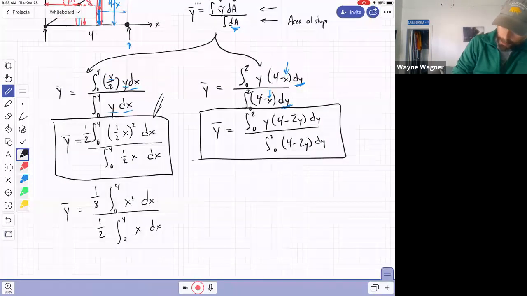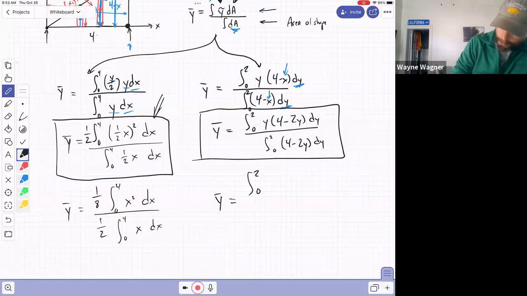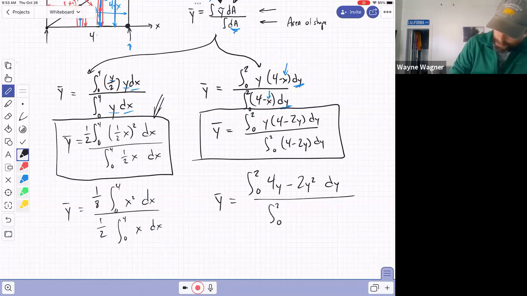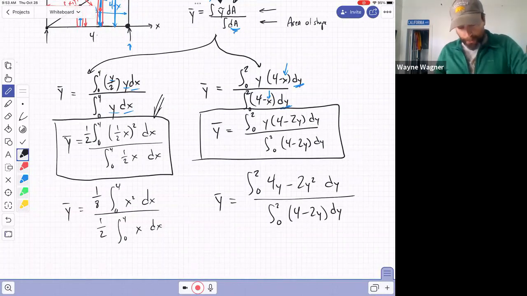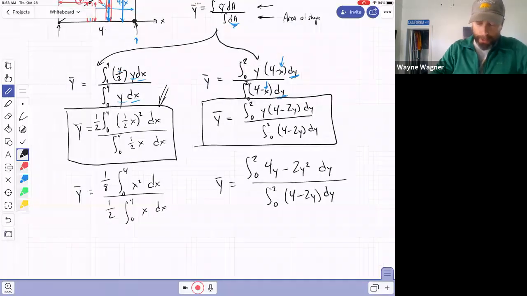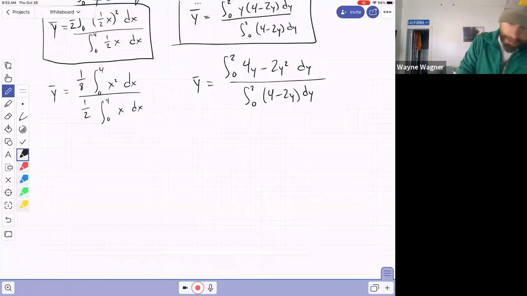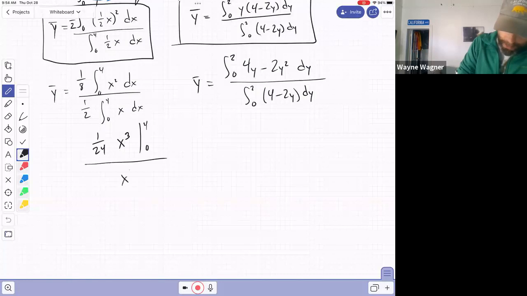Okay, over here, I'm going to say that y bar equals the integral from 2 to 0 of 4y minus 2y squared dy over the integral from 2 to 0 of 4 minus 2y dy. For most of us, I think the one on the left is going to be easier, but you can do either one. I'm just going to walk through these. So this will be x cubed divided by 3. So this will be 1 over 24. And we evaluate that from 4 to 0. And this one's going to be x squared, 1 over 4, from 4 to 0.